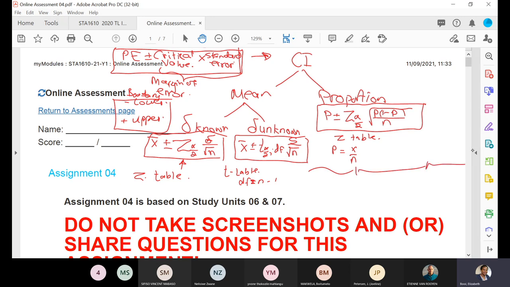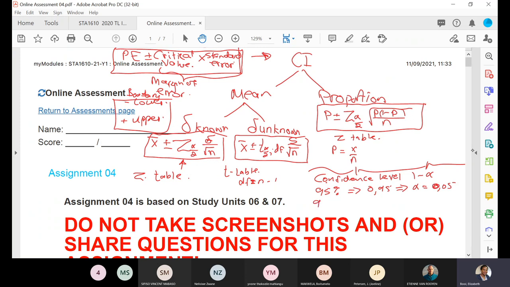Now, sometimes you also need to be able to find the value of your alpha by using your confidence level, which is 1 minus alpha. In order to find alpha, we need to use the confidence level. And you will need to know that for a 95% confidence level, it is 0.95, which gives an alpha of 0.05, because it's 1 minus 0.95, which will give you 0.05.